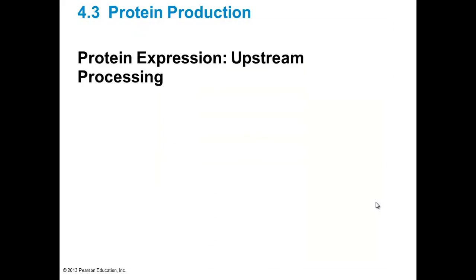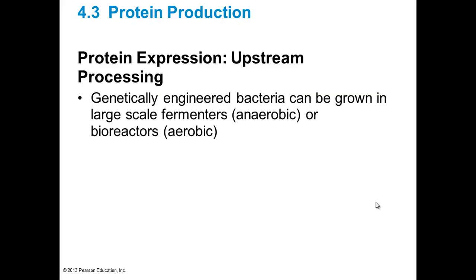So when you pick E. coli, then you have to pick a special type of protein that does not have glycosylation, that is easily folded using chemical means. And genetically engineered bacteria can be grown in fermenters or bioreactors.